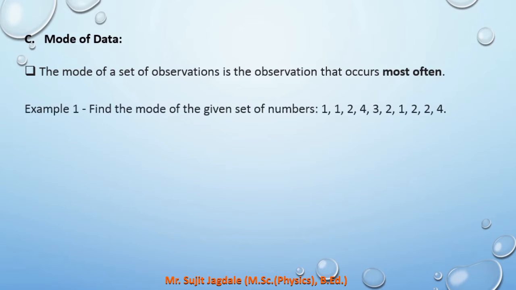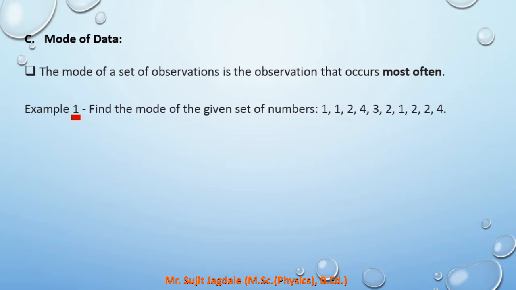Now we will understand this with the help of examples. First, the example where a very small number of observations are given. Example 1: find the mode of the given set of numbers. The numbers are given: 1 1 2 4 3 2 1 2 2 4. So these are the observations. Don't count the number of observations, that is not important here.